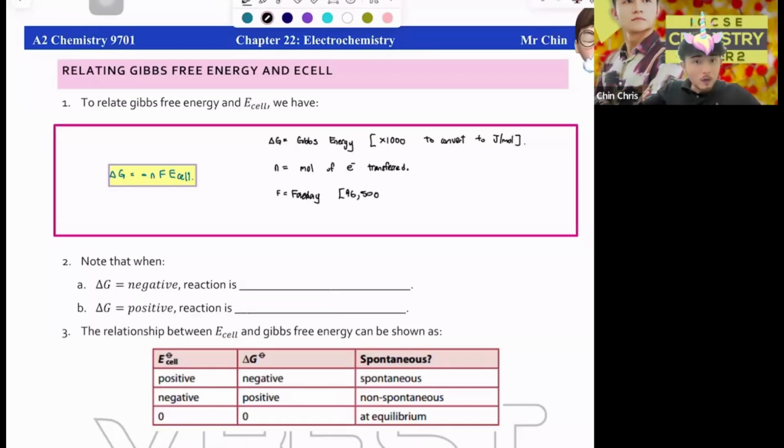Yeah, no, you don't have formula sheet now. Really? I think there should be one, I don't know. 96,500, just memorize the value, not too bad.